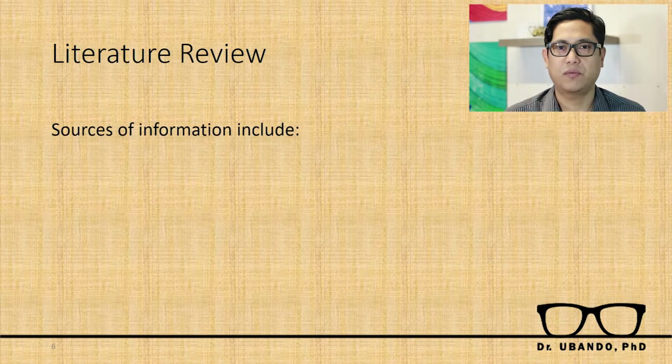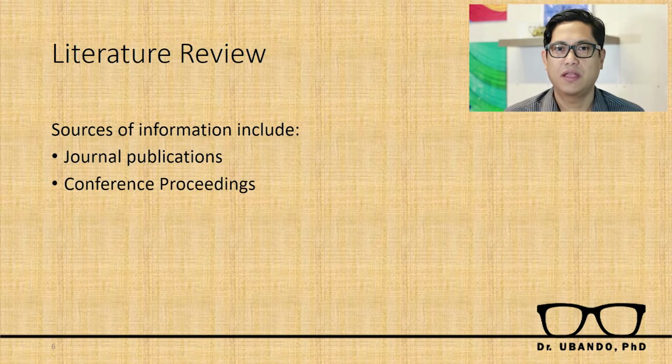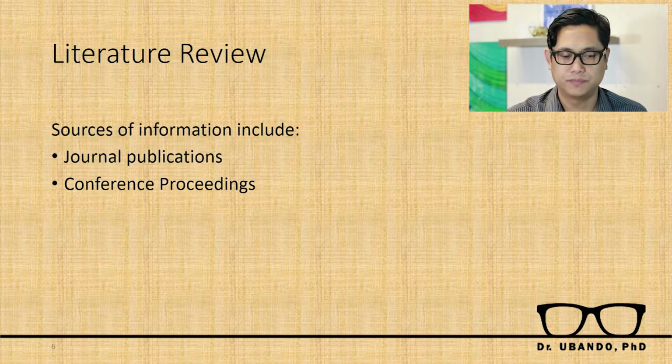So next, what would be the sources of our literature review? First and foremost, we can access journal publications. I'll post a video specifically on how to access Elsevier publications or ScienceDirect publications, or even IEEE publications, so watch out for that video. Next, conference proceedings. We may want to search the internet or have access to conference proceedings wherein some of the researchers present their thesis as part of their initial dissemination.